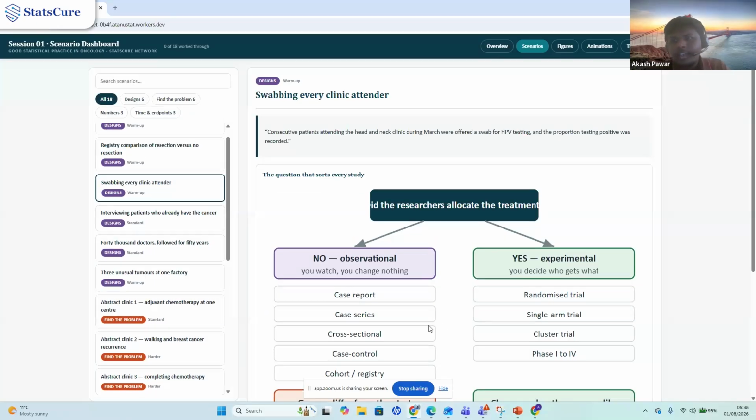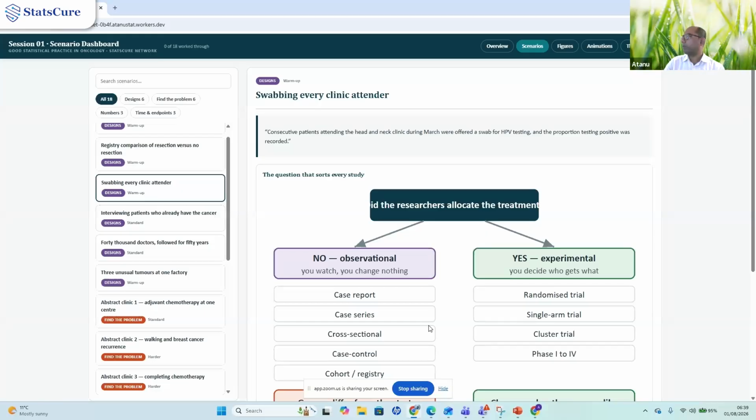But we do not see any kind of comparator there, right? They offered a swab during March. I think there is a confusion. Experimental means that there is an experimental arm, a dedicated arm, and a reference arm, and thereafter we make the comparison. That's what it stands for.